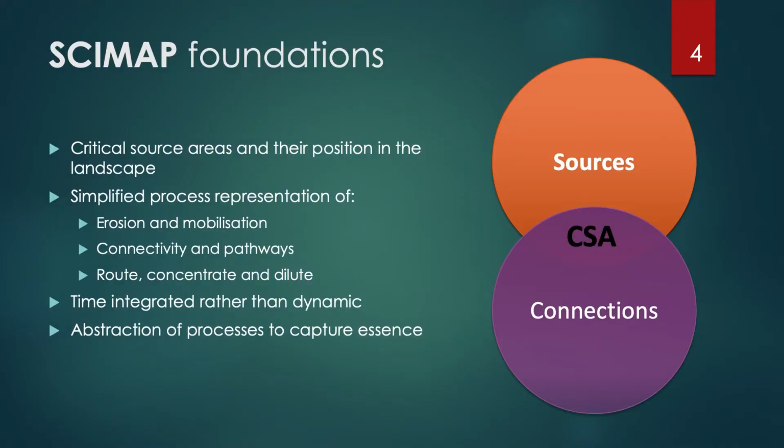In terms of the foundations, the key concept is that of the critical source area. So this is where the sources and connections combine together to create a problem. SCIMAP maps out the erosion and mobilization, the connectivity and pathways, and then that is routed through the landscape. The approach takes a time-integrated rather than dynamic view of the world to look where, on average, most of the pollutants are coming from, rather than in response to a certain storm event.